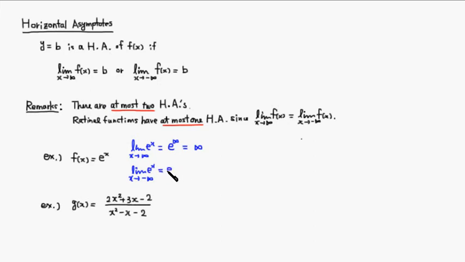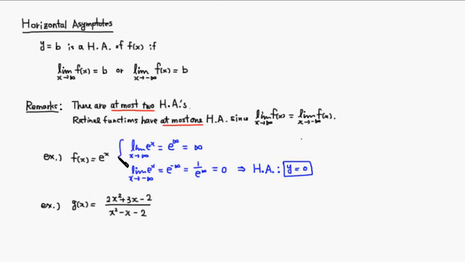This is e to the negative infinity, which is equivalent to, since a negative power is a reciprocal, 1 over e to the infinity. And e to the infinity is going to be big, so 1 divided by an extremely big number is going to approach 0. Now we get a number, so therefore y equals 0 is the horizontal asymptote. So y equals 0, which is the x-axis, is the horizontal asymptote for e to the x.